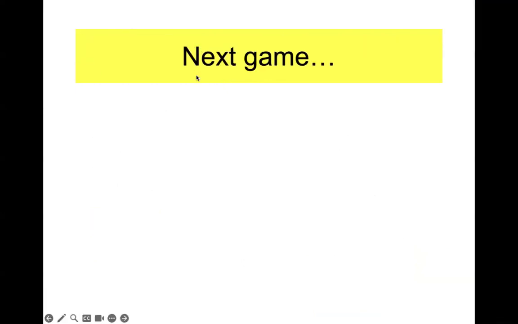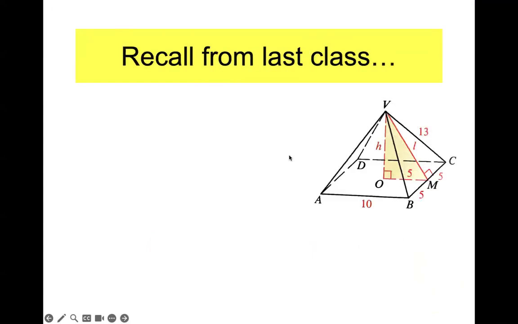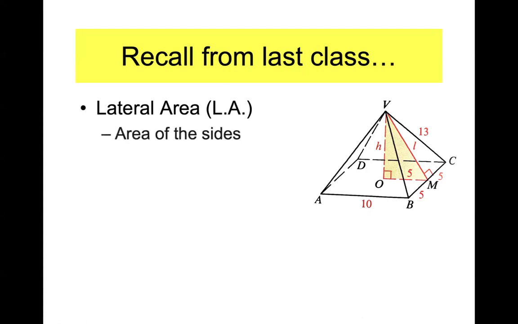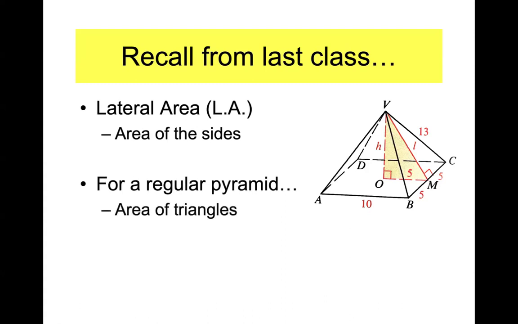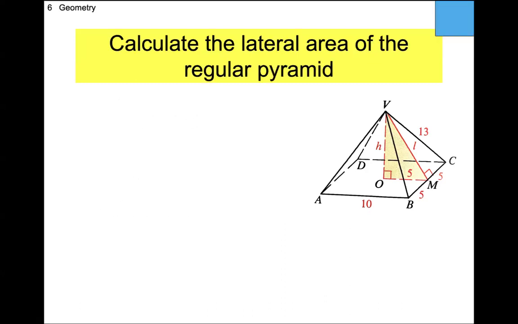All right. Let's see. The next game, well, the ultimate game, right? Recall from last class, the two main ideas, and I've said it before this class, are surface area or total area, and volume. Total area or surface area is calculated by the lateral area plus the base area. The lateral area would be the area of all the sides, all those isosceles triangles added up together. And the cool thing is for a regular pyramid, they're all equal, right? It's the area of all the triangles.